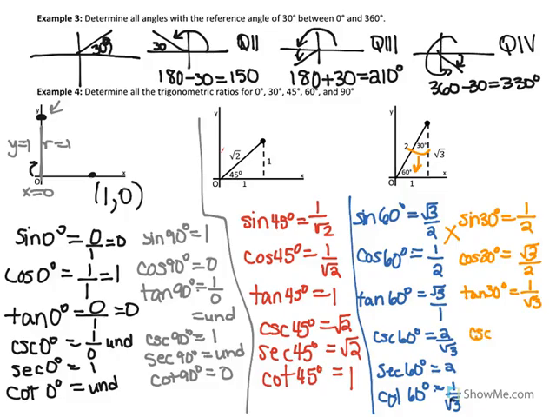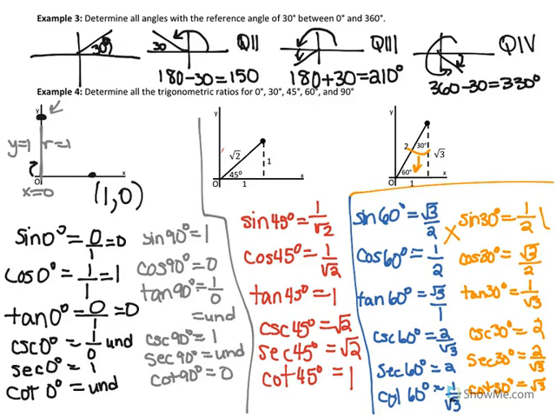To find our cosecant of 30 degrees, we're going to flip this, so it'd be 2 over 1, which is 2. Secant of 30 degrees is the flip of cosine, so it'd be 2 over root 3. And cotangent of 30 degrees is equal to root 3 over 1. So those are our primary trig ratios. We're going to use these a lot.